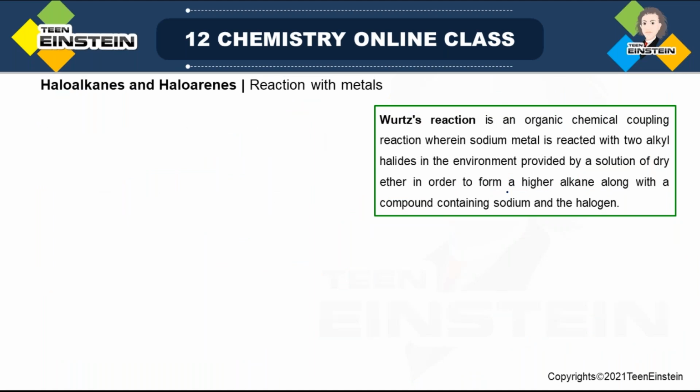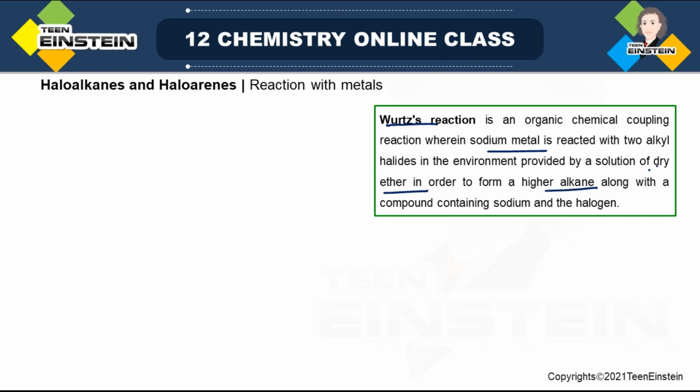Reaction with metals, another example we'll see, is a different reaction, which is known as the Wurtz reaction. This is an organic chemical coupling reaction where sodium metal is reacted with 2 alkyl halides in the environment provided by a solution of dry ether. And what you are forming, that is, what is the product? The product is higher alkane.